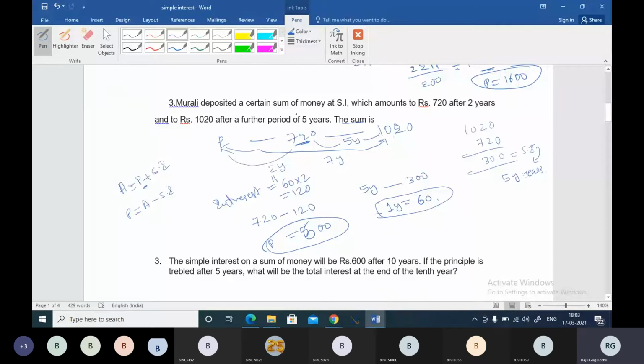Murali deposited a certain sum of money at simple interest which amounts to rupees 720 after 2 years and 1020 after a further period of 5 years. So after these 2 years, after a further period of 5 years, it is becoming 1020. This is an important model. You can practice a few more problems to get an idea of that.